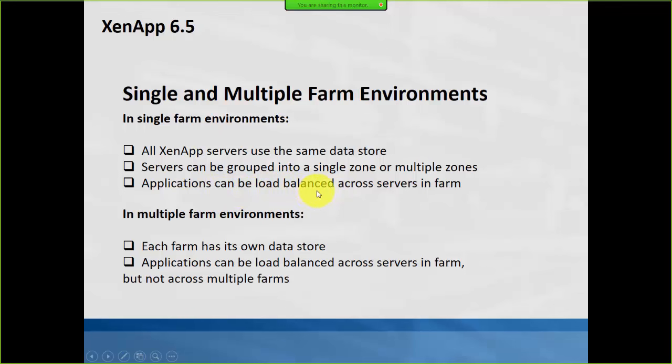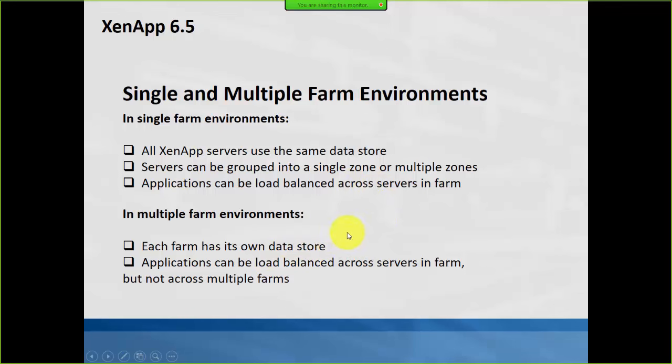Applications can be load balanced across servers in a farm. In one farm there are 10 servers; suppose we have just 2 servers. So we will be installing MS Office 2010 on both of them, suppose. So they will be load balanced. So 10 users connect to the first server for MS Office, then the next 10 users will connect to the other server. So not all users will be putting the load on one server. They will be load balanced. In multiple farm environments, each farm has its own data store. So yeah, our farm will have our own database.